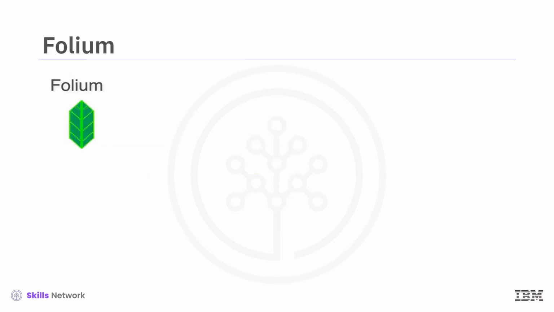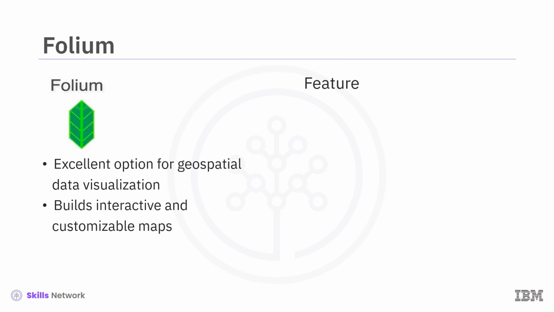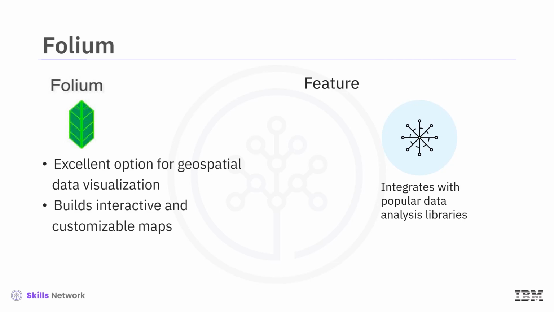The next plot library we're going to learn about is Folium. When it comes to geospatial data visualization, Folium is an excellent library. It allows you to create interactive and customizable maps. Whether it's Choropleth Maps, point maps, or heat maps, Folium provides the tools to visually represent your geospatial data. Here is a key feature of Folium. Folium seamlessly integrates with popular data analysis libraries in Python, such as Pandas and NumPy. It's a popular choice for geospatial data visualization and analysis in Python.